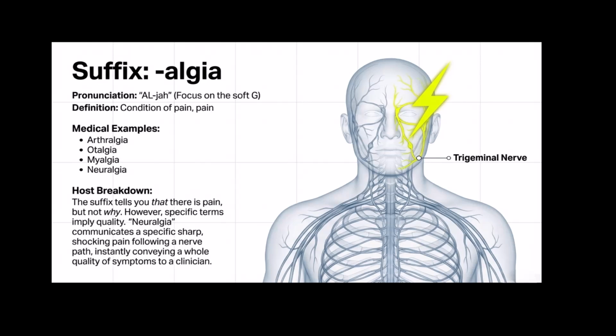Okay, so let's apply that. The text gives us arthralgia. Arthro is joint, plus algia is pain. So joint pain. Then there's otalgia. Oto for ear, so ear pain. And myalgia. Myo for muscle. Muscle pain. Yeah. Straightforward.